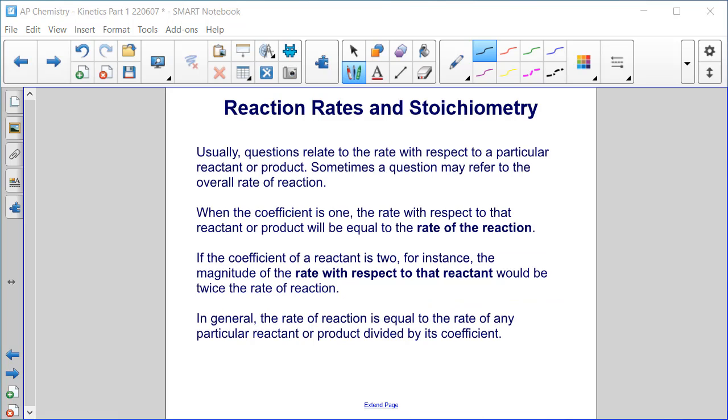Usually, questions relate to the rate with respect to a particular reactant or product. Sometimes a question may refer to the overall rate of a reaction. When the coefficient is 1, the rate with respect to that reactant or product will be equal to the rate of the reaction. If the coefficient of a reactant is 2, for instance, the magnitude of the rate with respect to that reactant would be twice the rate of the reaction. In general, the rate of reaction is equal to the rate of any particular reactant or product divided by its coefficient.